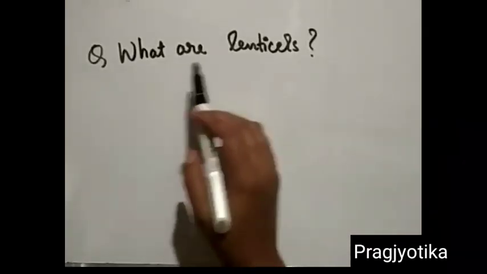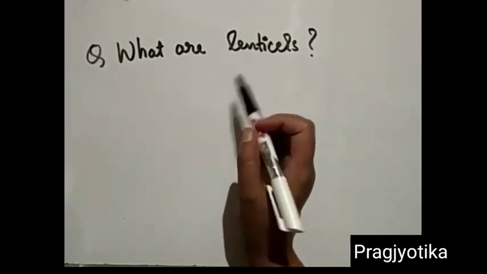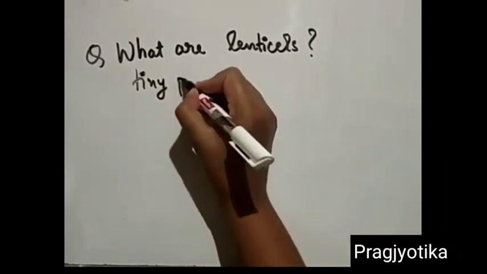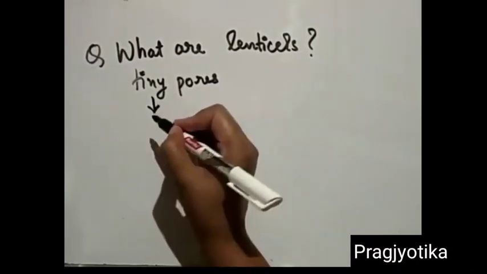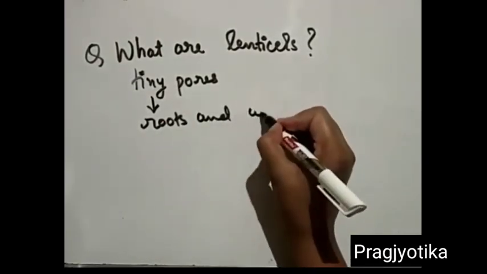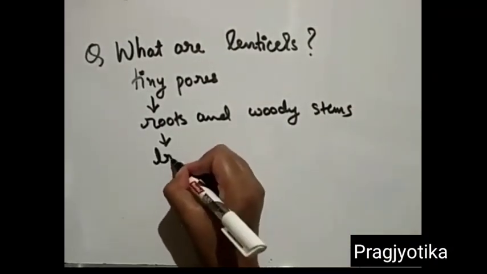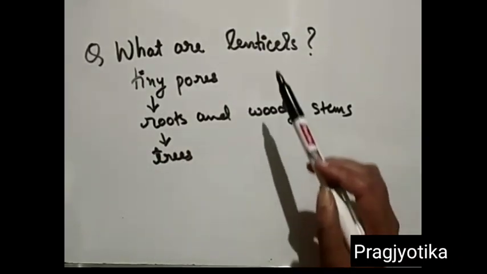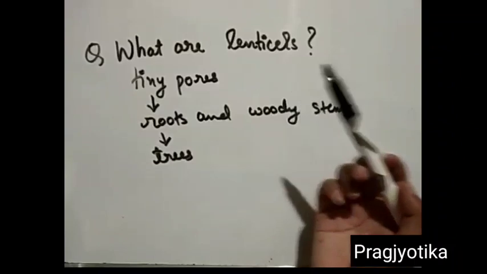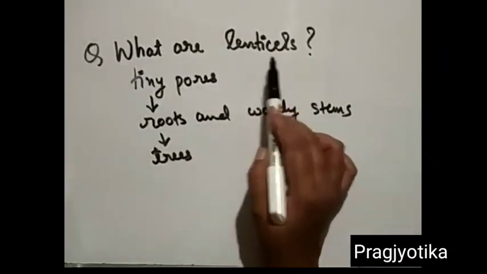Now let's answer this question. What are lenticels? Lenticels are tiny pores present on the roots and woody stems of trees, and the function of lenticels is to allow gases to pass through them. So exchange of oxygen and carbon dioxide takes place through lenticels.